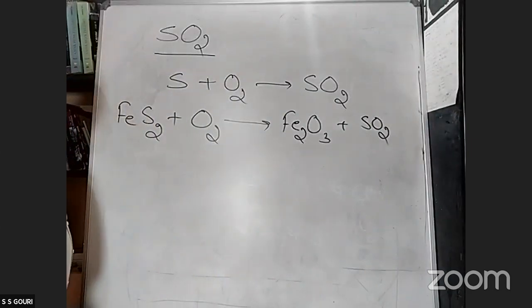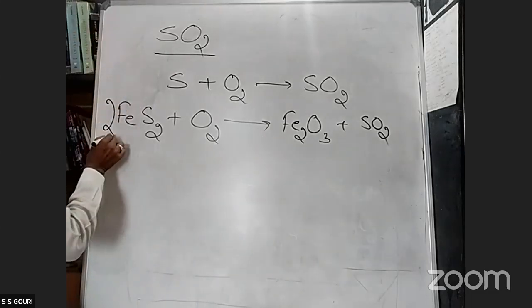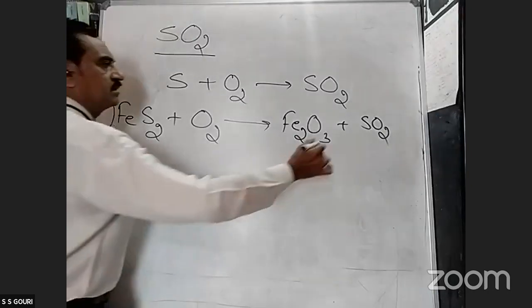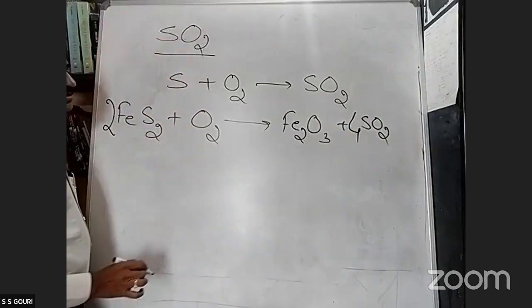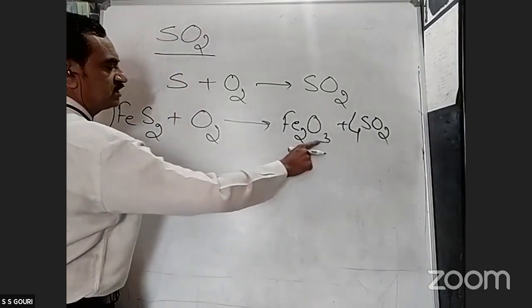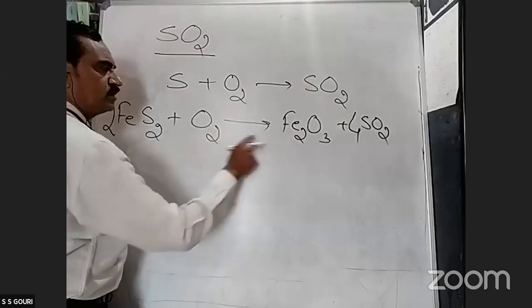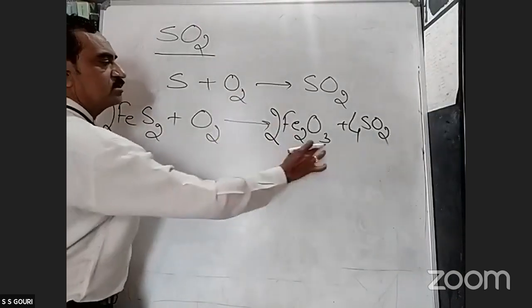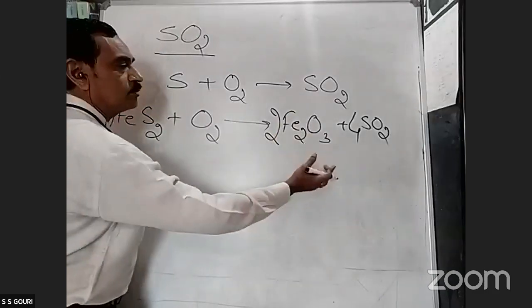And how are you going to balance the equation? As there is Fe2 here, I take 2 FeS2. As there are 4 sulfur here, I write 4 SO2. But see the oxygens, here there is O3 and here there is O2. With an odd number of oxygen, we can't balance it. So we'll have to double this.